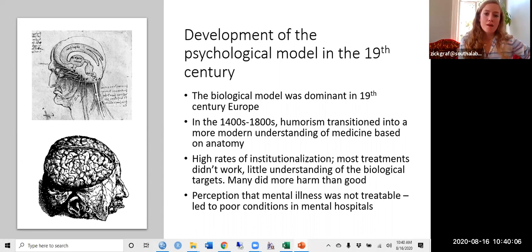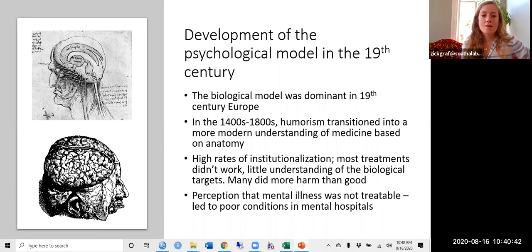When the biological model of mental illness was dominant, and especially once the Industrial Revolution happened, people were living in cities, population density was increasing, capitalism was really dominant, and people's daily life was defined by their ability to work for other people. The societal response to mental illness became institutionalization. People who were mentally ill didn't fit into this industrial society that was developing in Europe and America.